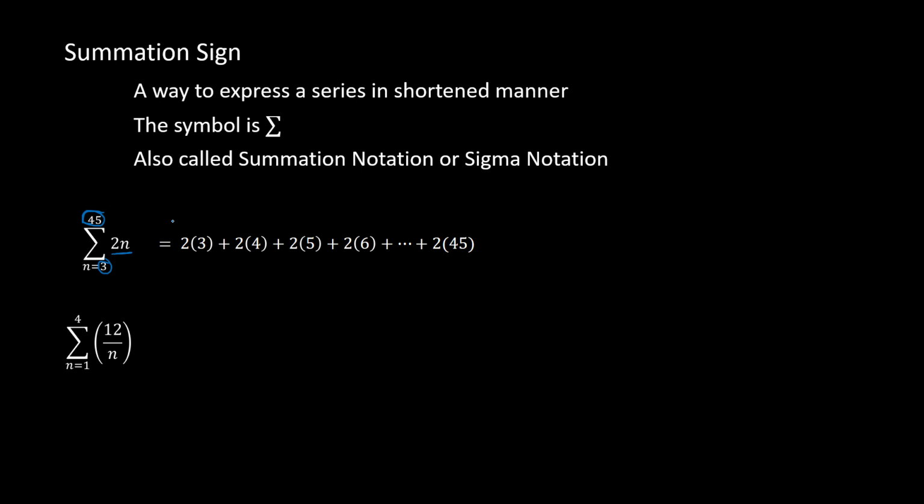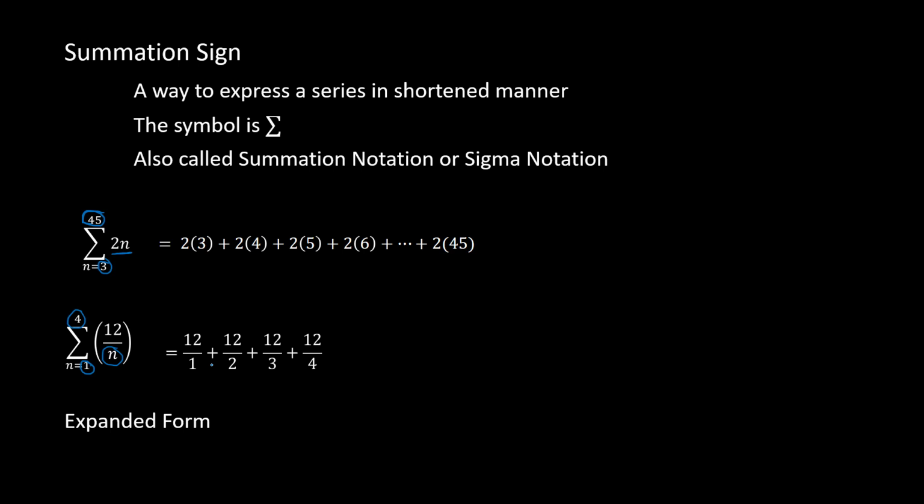Now here's another example where we have a 1 in the bottom, 4 on the top, and then 12 over n in parentheses. So once again, we're going to plug in every number from 1 all the way to 4 in place of n. So instead of 12 over n, we would have 12 over 1. Then we plug a 2 in to get 12 over 2, and then plug a 3 and then a 4 in to get this series.